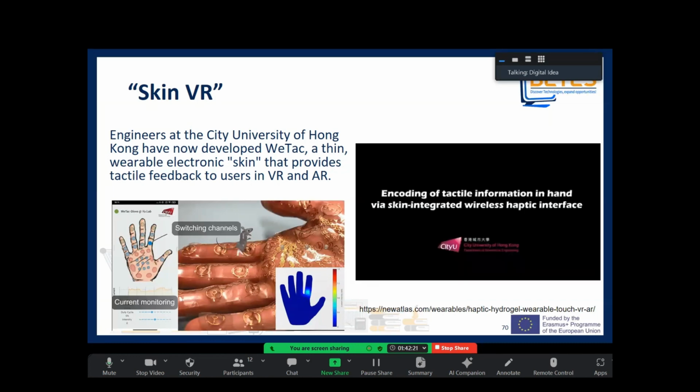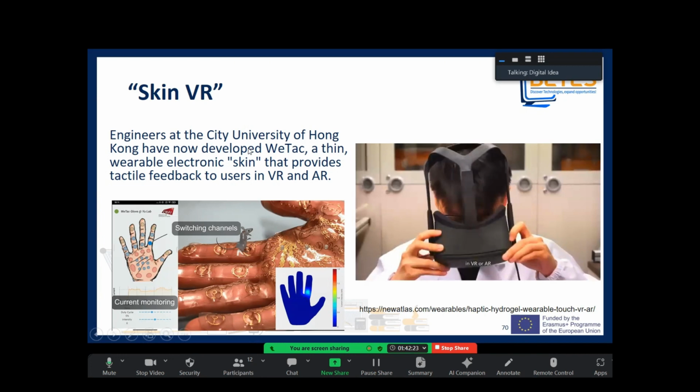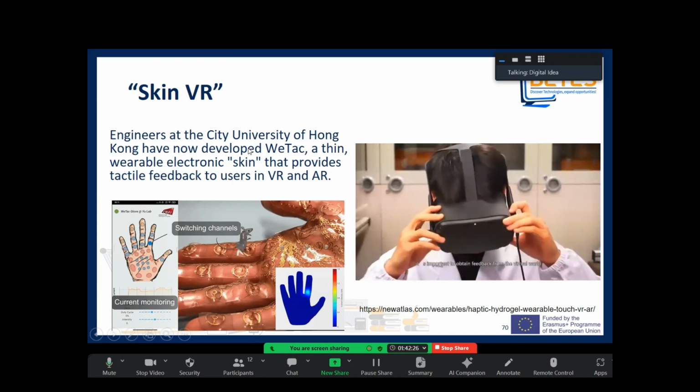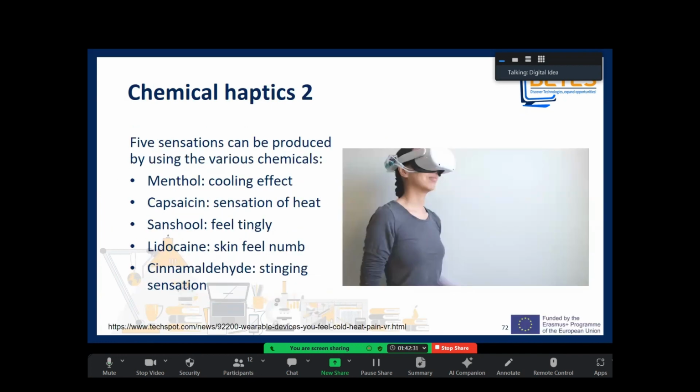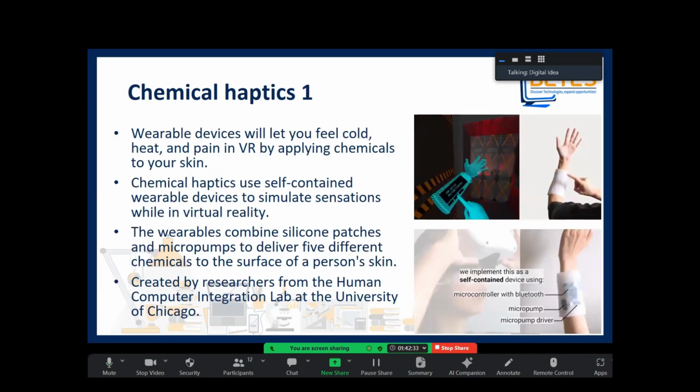technology is the next one. This one only triggers sense, but the next one is chemical haptics, where they have devices that will let you feel cold, heat, or pain by applying chemicals to your skin. They have gloves with microcontrollers, depending on the virtual environment you enter.